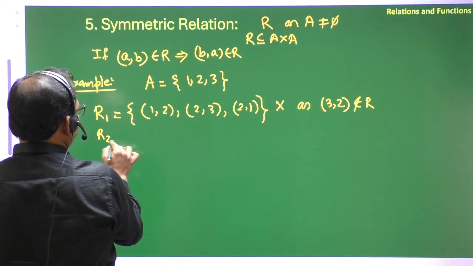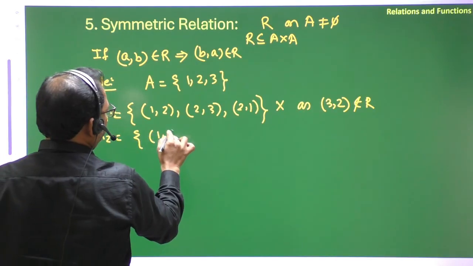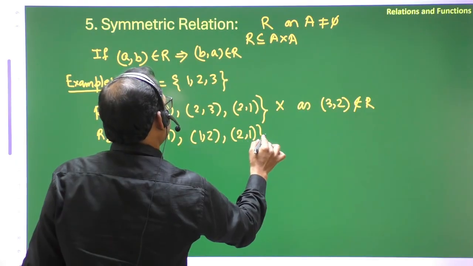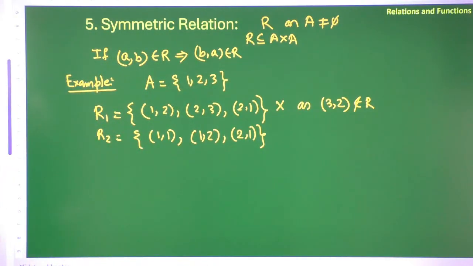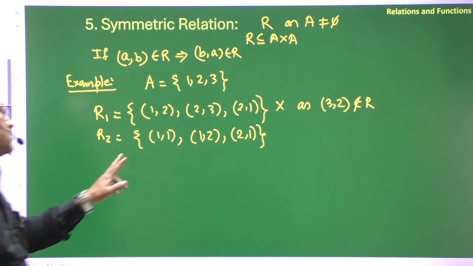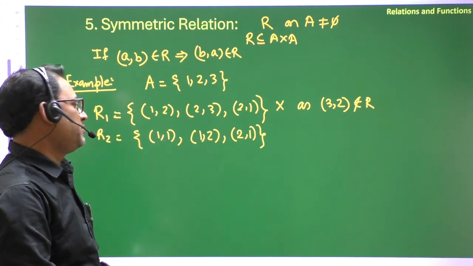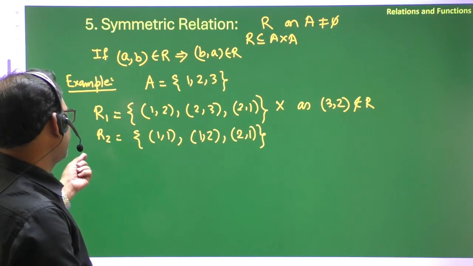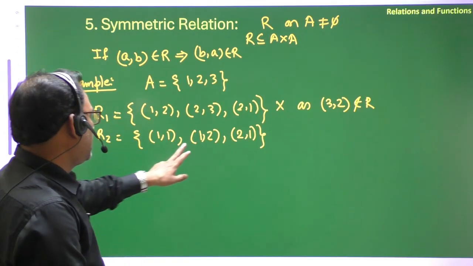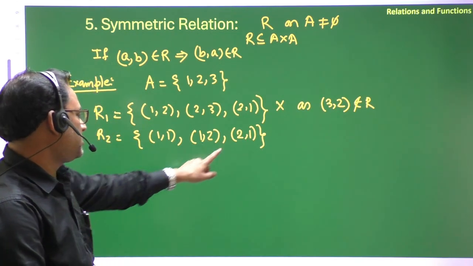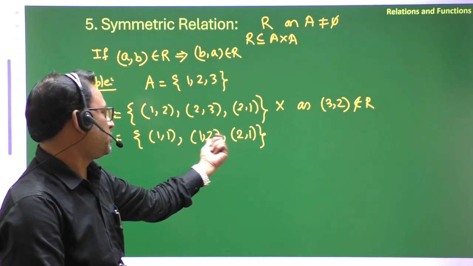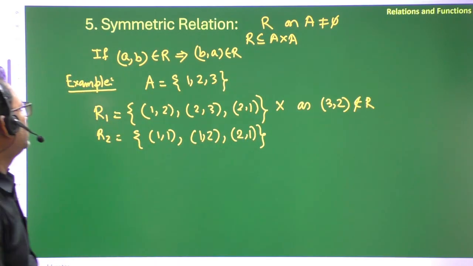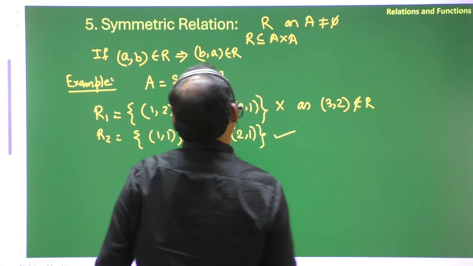Now the question is, if I am taking these sets (1, 1), then (1, 2), and then (2, 1), is this a symmetric relation? Answer is yes, because for (1, 1), if you interchange, the same element will be present. In set theory, repetition of an element is not acceptable. And (1, 2) is an element of R2. Similarly, just the reciprocal of it, changing the order, (2, 1) is an element of R2. So this is a symmetric relation.